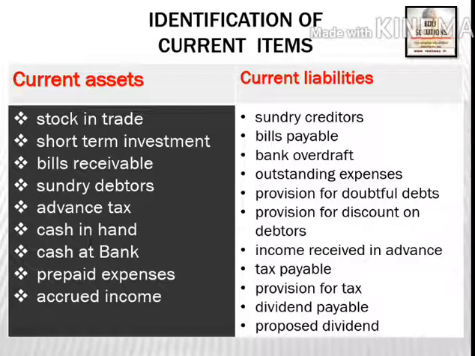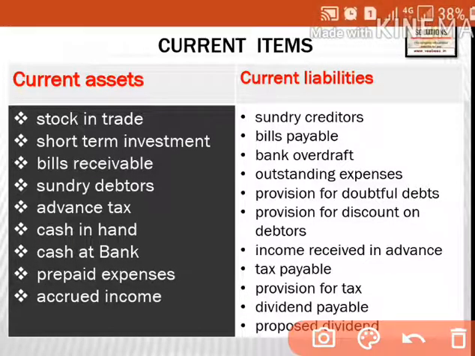Current assets include stock in trade. We know it is stock. Then next is short-term investment. If the term investment is given alone, it is a long-term item. If the word short-term is given, it is considered as current item. Then bills receivable we know, then sundry debtors, then advance tax. Tax paid in advance is treated as current item, because if we have paid advance tax, it will be settled within 1 year. Within the current year itself, the advance tax paid will be settled with the income tax department. So advance tax should be taken as current item.